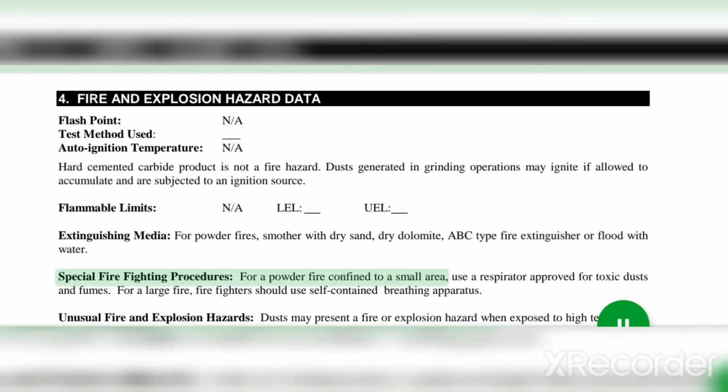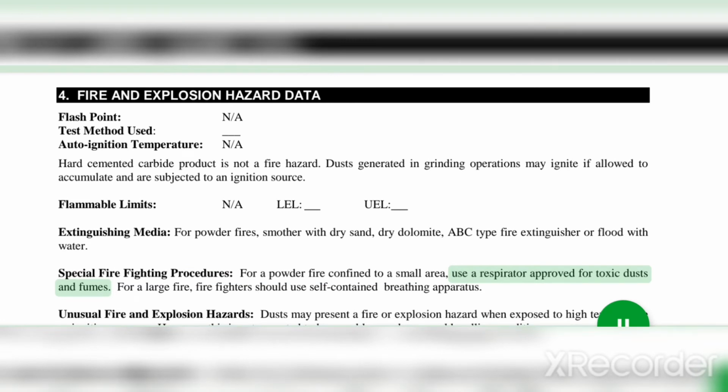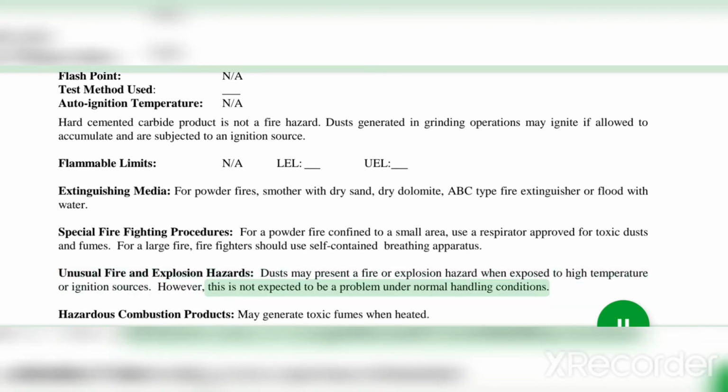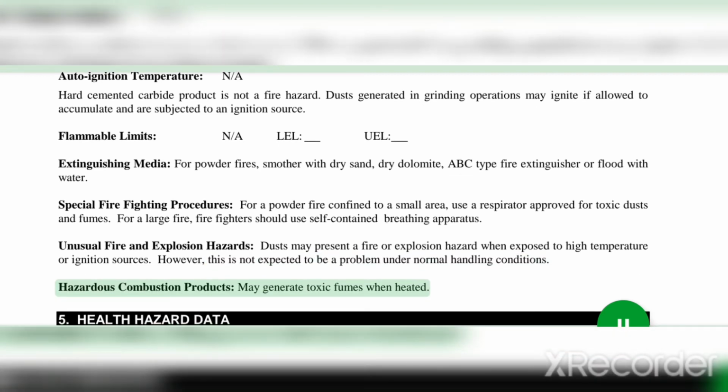Special firefighting procedures for a powder fire confined to a small area: use a respirator approved for toxic dusts and fumes. For a large fire, firefighters should use self-contained breathing apparatus. Unusual fire and explosion hazards: dusts may present a fire or explosion hazard when exposed to high temperature or ignition sources. However, this is not expected to be a problem under normal handling conditions. Hazardous combustion products may generate toxic fumes when heated.